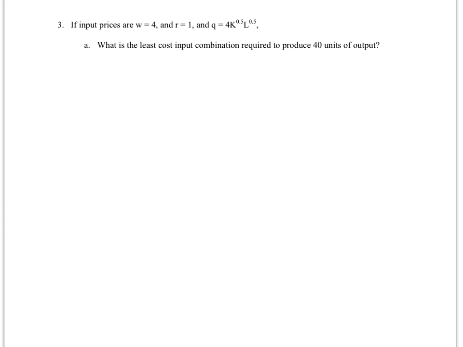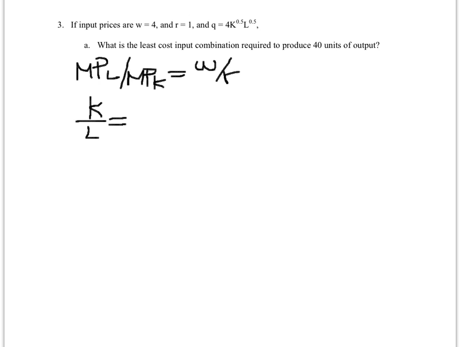Alright, this one we did in class. What is the least cost input combination required to produce 40 units of output? Just remember that the ratio of the marginal productivities, MPL over MPK, has to be equal to the ratio of the prices. So in this particular case, that's going to be equal to K over L equals 4. Means that 4L equals K.